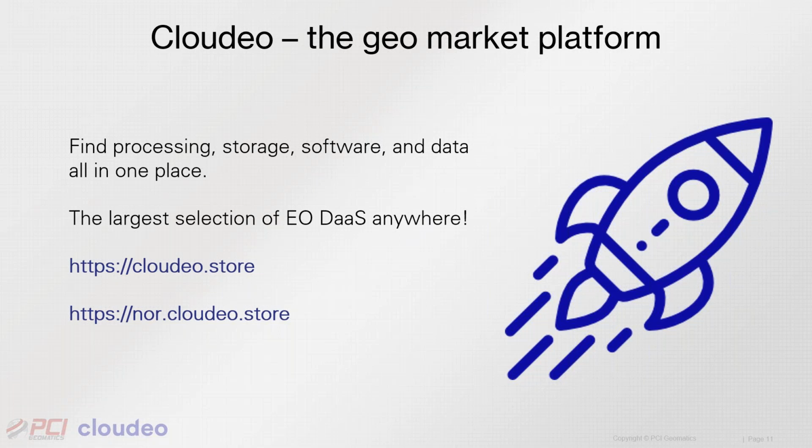One aspect that Cloudeo really excels at is bringing together processing, storage, software, and data all together in one place. We offer the whole package to get started with analyzing EO data in a data as a service format. So for instance, you need a high-powered virtual machine along with Geomatica software and maybe some top-notch commercial imagery, as well as analytics and IT support. Cloudeo Store has it all when it comes to taking your project to the next level.